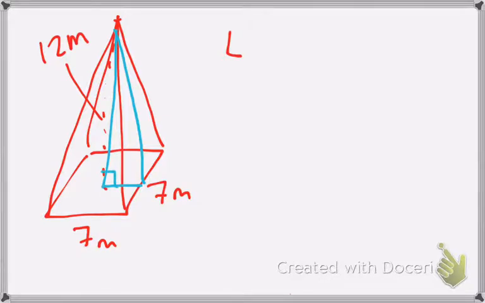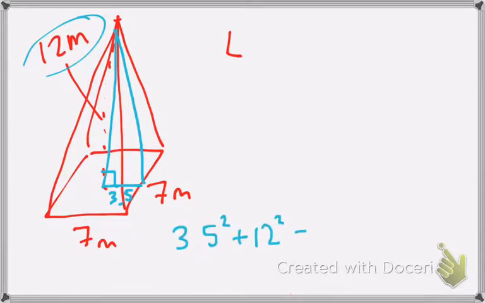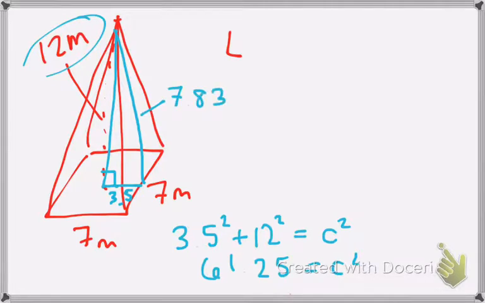Looking at this triangle, I know that the bottom is half of 7, so 3.5. I know the height is 12, so I can use Pythagorean theorem. A squared plus b squared equals c squared. So 3.5 squared plus 12 squared is going to give me my slant height squared. Just typing that in the calculator, I get 61.25 equals c squared, which means c is about 7.83 meters.